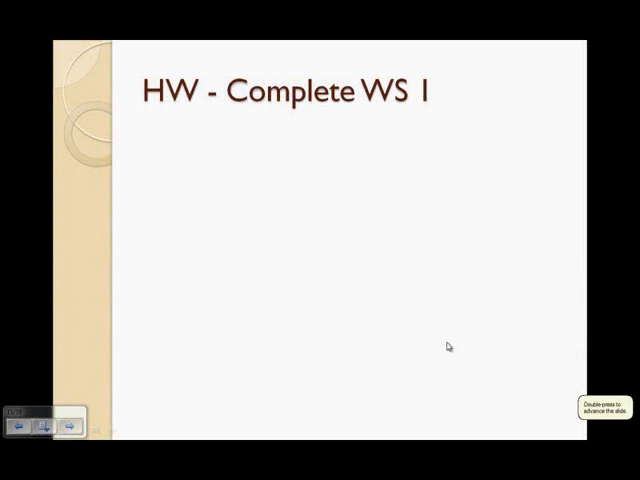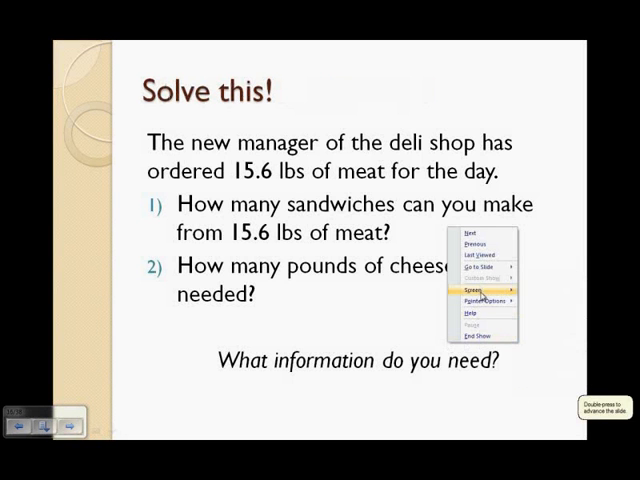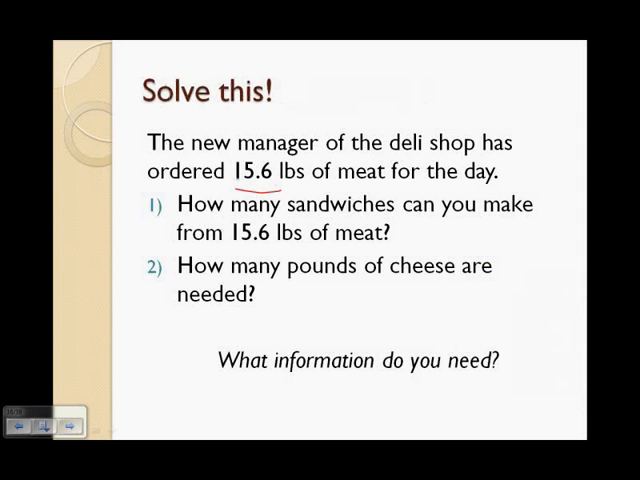Problem number 6 in the packet, you saw that you had to start with mass and find moles. That's what we're going to do here, because chemists don't measure moles in the lab, they measure mass or volume. So here we go back to the deli, and we have a manager who has ordered 15.6 pounds of meat. And the question is, how many sandwiches can he make? And then we can also answer the question, how many pounds of cheese do we need?